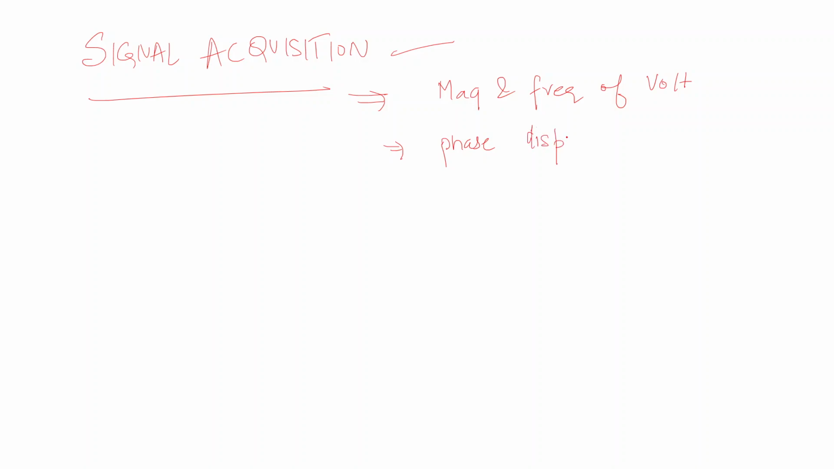Phase displacement of current. This is required over here. And other parameters like power are also used. Now, for sensing the current, CTs are used, which are used as a measuring instrument in the signal acquisition.